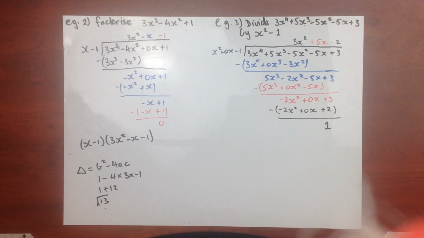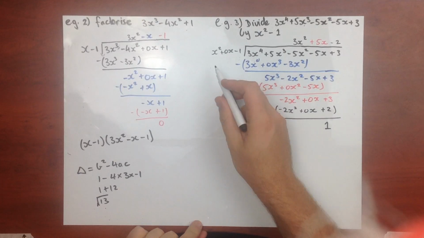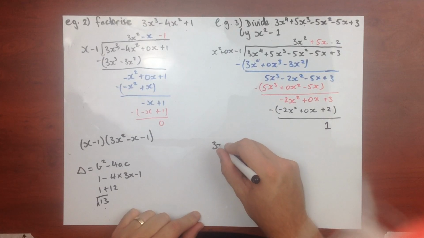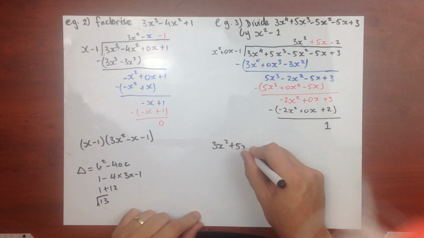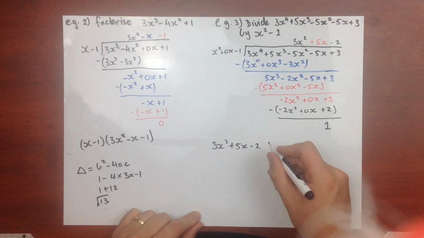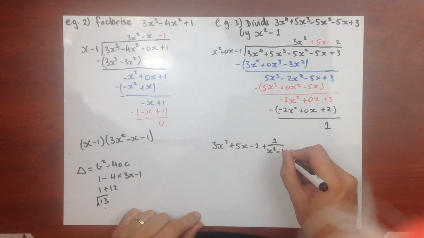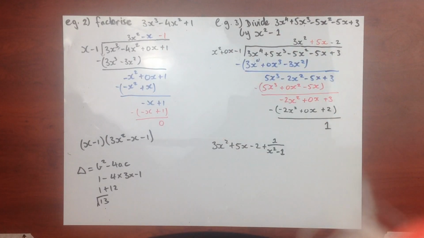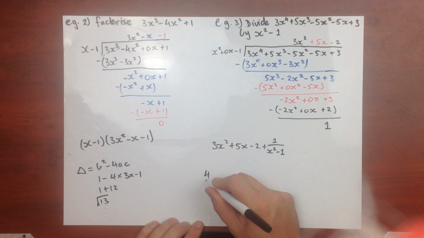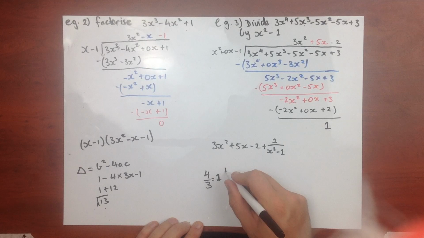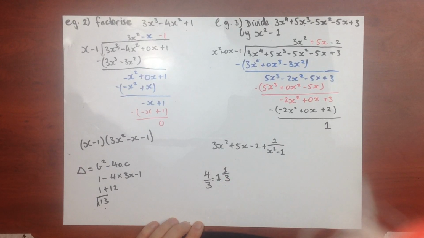So this time we haven't actually ended up getting 0 as our answer. So how do we handle this? Well, we know that our answer, because we're dividing, so we want this answer up here, is 3x squared plus 5x take 2, plus our 1 divided by x squared take 1, our original divisor. You might think that seems a bit odd, but we do it all the time. If we had 4 divided by 3, we know that's 1, and we have 1 remainder over 3. We do it all the time with fractions.